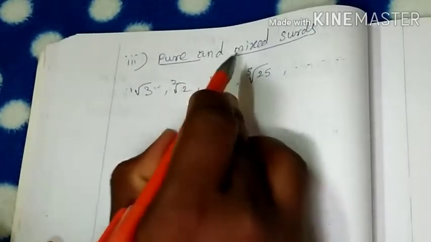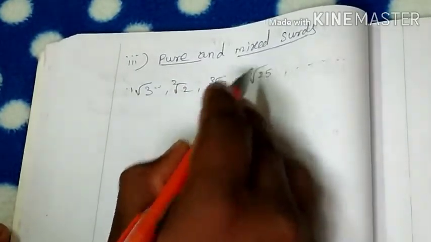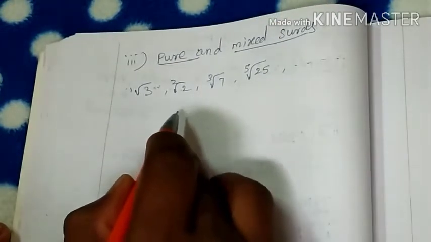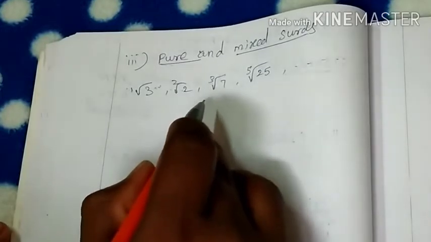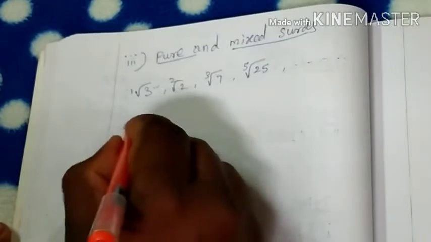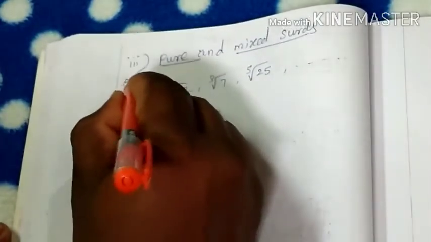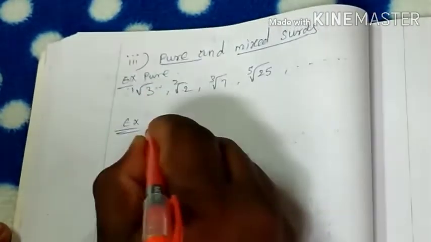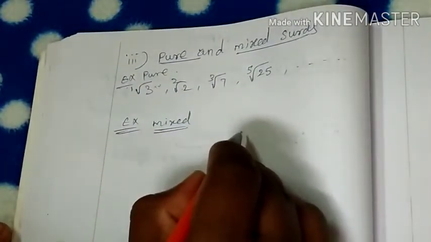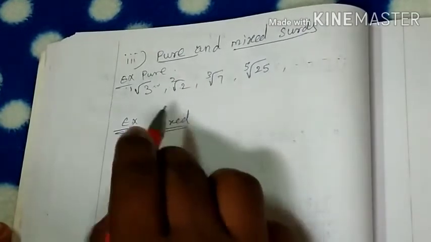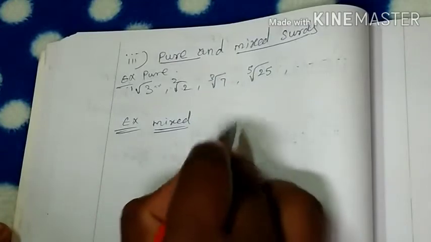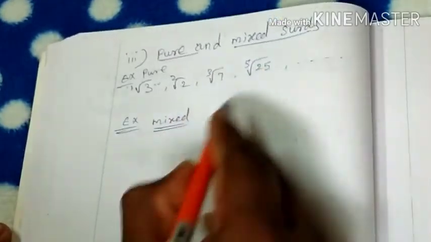It's a pure set. What is a mixed set? A set is called a mixed set if its coefficient in its simplest form is other than 1. This is the example of a pure set, and this is a mixed set, here other than 1. The coefficient of x being other than 1 means the set is called a mixed set.